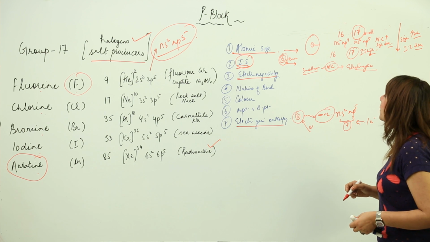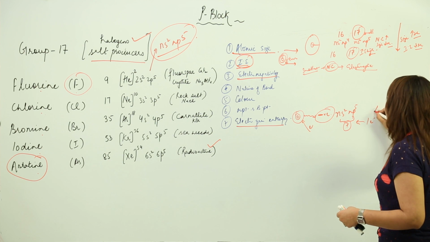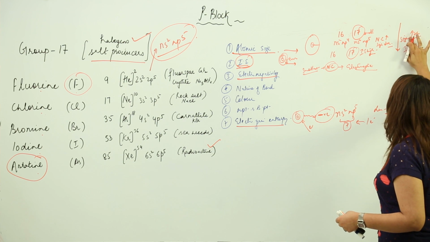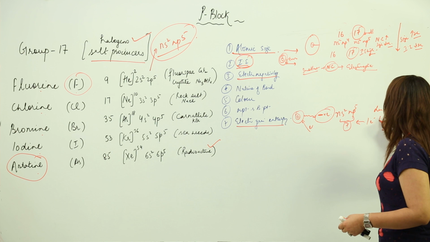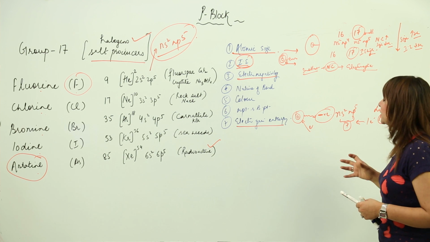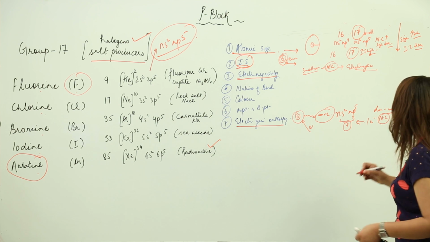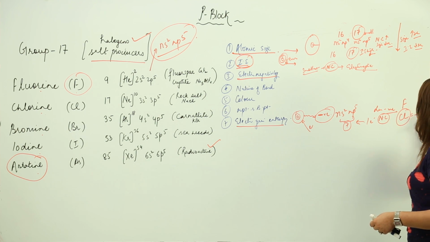the periodic table. But as we move down, the electron gain enthalpy becomes less negative. The reason being the size is increasing, therefore the nuclear attraction is decreasing, and so the electron gain enthalpy is also decreasing. But if we compare the electron gain enthalpy for fluorine and chlorine, it is more negative for chlorine, and for fluorine it is less negative.